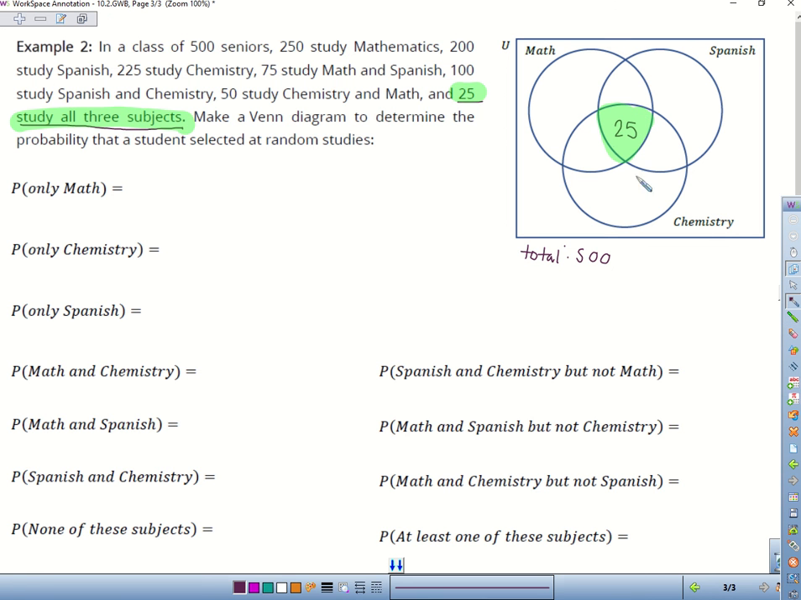Now we're going to work. We always work inside out as much as possible here. So we also know that 50 study chemistry and math. How many people are already in the chemistry math overlap? 25. Correct. So we need to add that other 25 here.